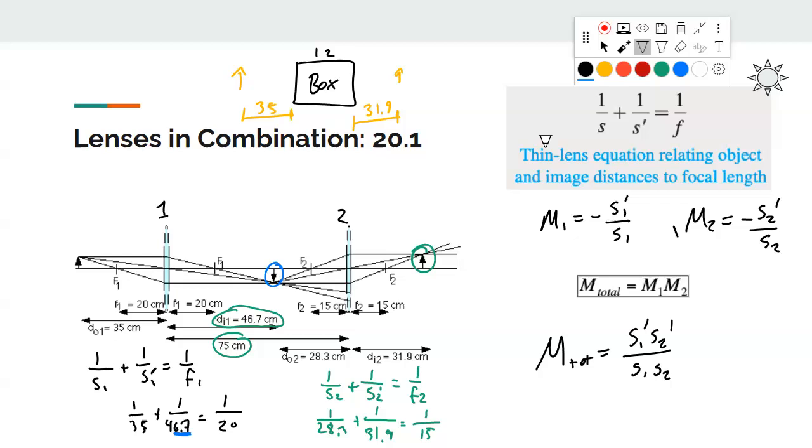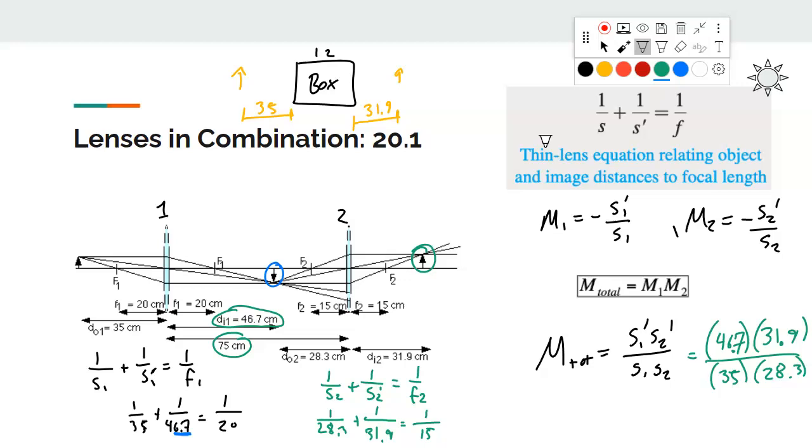And so we could plug that in for this set of lenses just to show you what this looks like. So S1 prime was this 46.7. S2 prime is this 31.9. S1 was 35. And S2 was the 28.3. And so putting all of this together gives us some magnification. You can see that this is slightly more than 1, but not by very much. I didn't calculate this ahead of time, but it looks like it's 1.5-ish or something like that. Okay, any questions about lenses in combination?